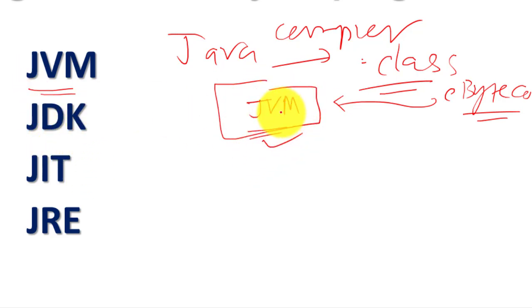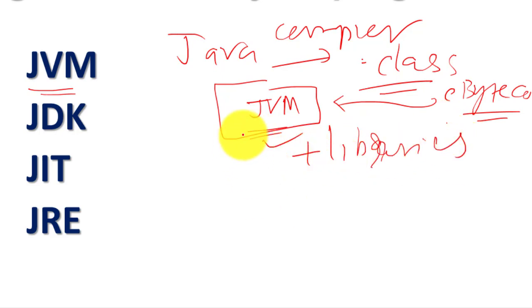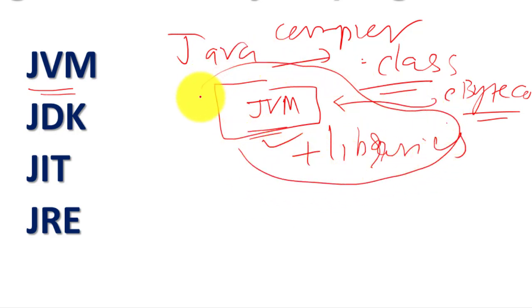Now a JVM needs lot many other classes also to work. For that it needs lot many libraries. So these libraries, JVM plus libraries, these are required to run your Java file, that is known as the JRE, that's a Java Runtime Environment. So to run a Java file you need JVM plus libraries.